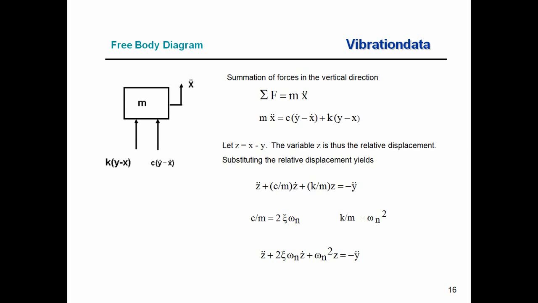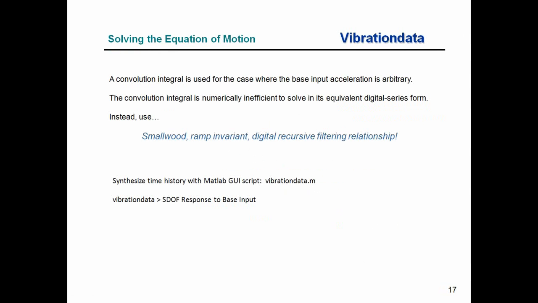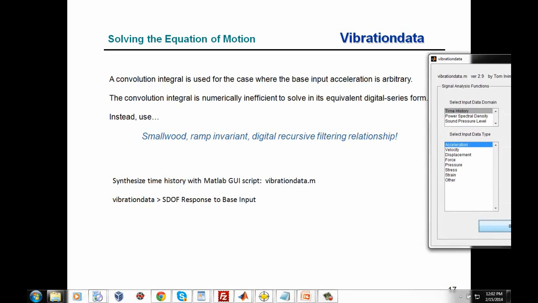And hopefully you remember that from our previous unit. Because to solve this for an arbitrary function, we need to use convolution integrals, or you might say Duhamel's integrals. Unfortunately, those are very numerically inefficient to solve. It's doable, but it's very inefficient in its equivalent digital series form. So we instead use our beloved Smallwood ramp invariant digital recursive filtering relationship. And this happens to be the numerical engine that's embedded in the shock response spectrum calculation. So let's go ahead and do that for our sample case at hand.